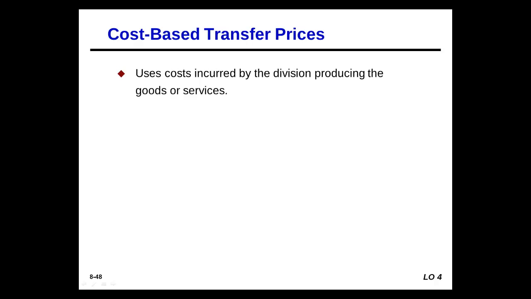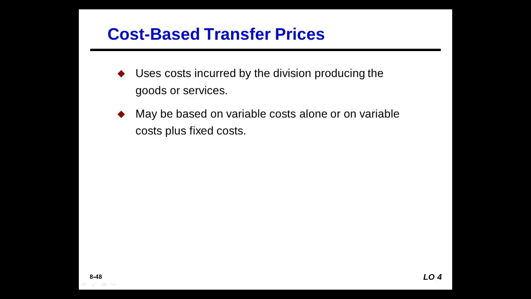An alternative to negotiated transfer pricing is cost-based pricing. A cost-based transfer price is based on the costs incurred by the division producing the goods. A cost-based transfer price can be based on variable costs alone or on variable costs plus fixed costs. Also, in some cases, a selling division may add a markup.